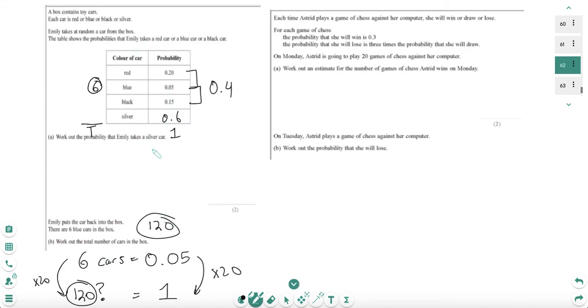Another way is you can think of it in terms of fractions. 6 cars is equal to 0.05. I'll turn that to a fraction. 0.05 as a fraction is 5 100ths. So we know 6 cars is 5 100ths of the total box of cars. So now, in order to find all the cars, I need to find 100 100ths, which is just one whole. So from 5 to 100 is times 20. See times 20 here, which is 120.